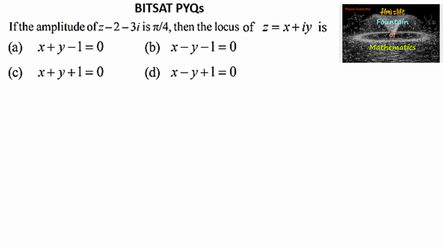If the amplitude of z minus 2 minus 3i is pi by 4, then the locus of z = x + iy is? We know that if z is equal to a plus ib, a complex number, and if theta is the amplitude of the complex number z, then tan theta is equal to b upon a.